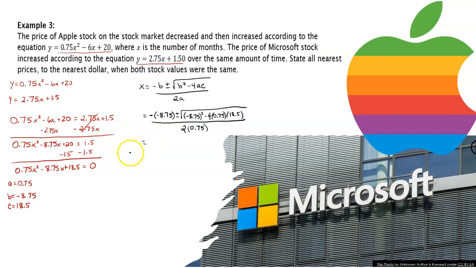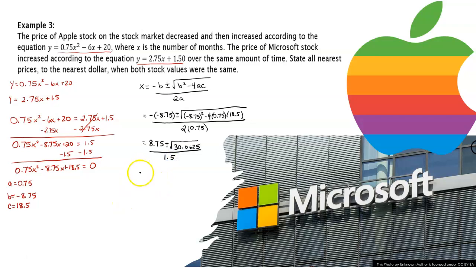Now, I highly suggest that you guys are using your calculators and making sure that Mrs. Collins is getting the correct values here. I mean, if I'm not, email me. Prove me wrong, because I can be wrong. I am a human. All right, so negative 8.75 gives us a positive 8.75 plus or minus the square root of, after calculating, this comes out to be 30.0625, all divided by 1.5.